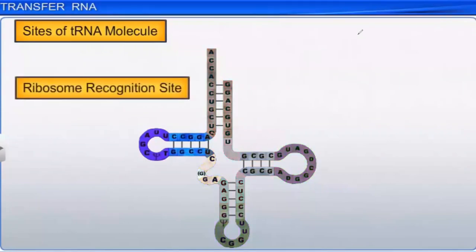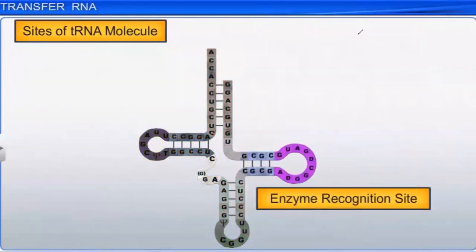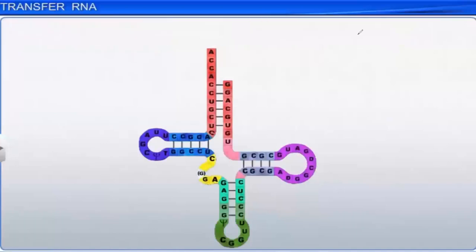The four sites are the ribosomal recognition site, anticodon site, enzyme recognition site, and amino acid binding site or carrier end. Each of the tRNA regions performs a particular function. Take the case of the ribosome.